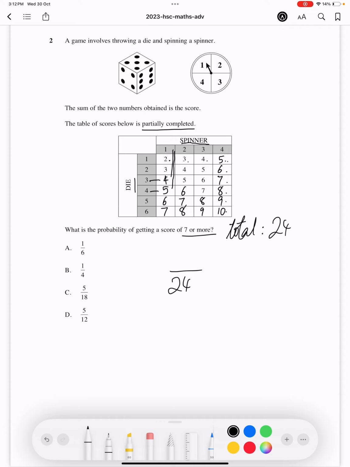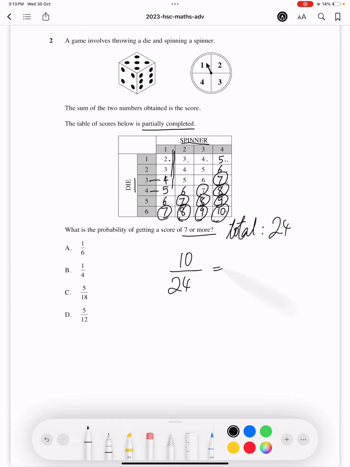Now for the numerator, that's the number of times a 7 or more has popped up in this table. So let's go ahead and circle them. 1, 2, 3, 4, 5, 6, 7, 8, 9, 10. So it looks like our probability is 10 out of 24. At this stage, we can't see anything that looks like 10 out of 24 in our answer options, but we're not going to freak out. We're going to simplify this down and then see what we've got.